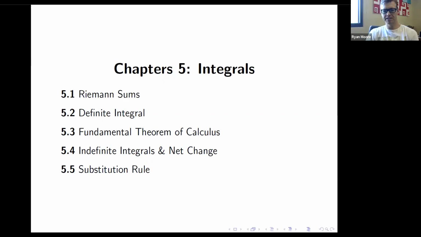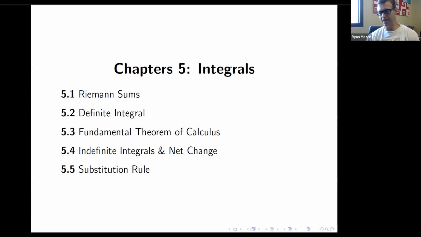Let's take a look at chapter 5. Get started on this chapter, not chapters, chapter 5. We finally talk about integral calculus. So what are our sections here?